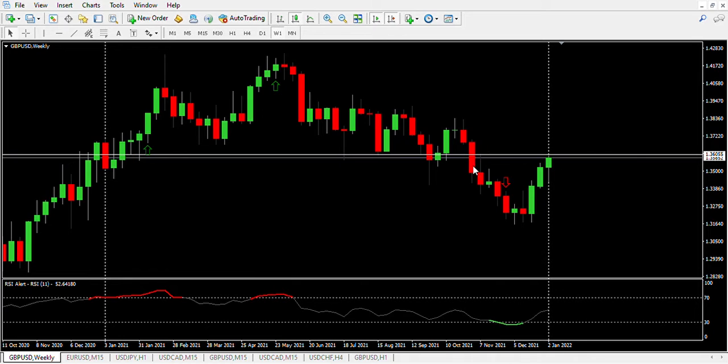So this area here is basically resistance. Now this candle here looks interesting. This candle was very bullish, and it closed bearish. So from this high, it went all the way down to here. So price is back at this area here. Let's go down to the daily.